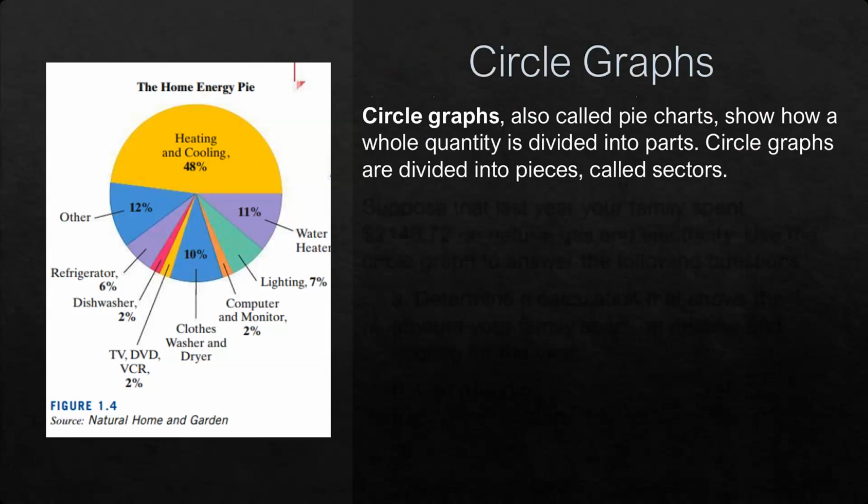So what we have here is an example of a circle graph or a pie chart, and it seems to be the home energy pie. Based on this particular picture, 48% of the pie is dedicated to heating and cooling. For example, 11% is dedicated to the water heater, 7%. So I think we get the idea. Let's see what the scenario is in this particular example.